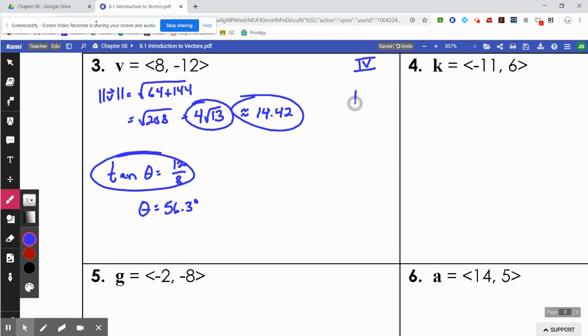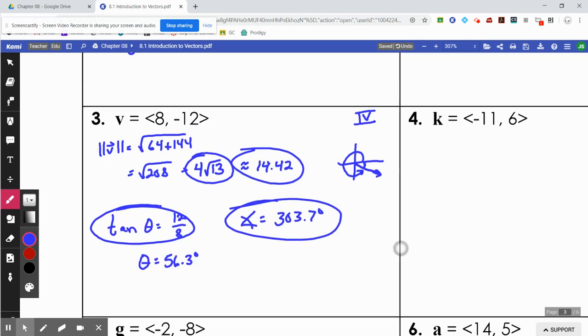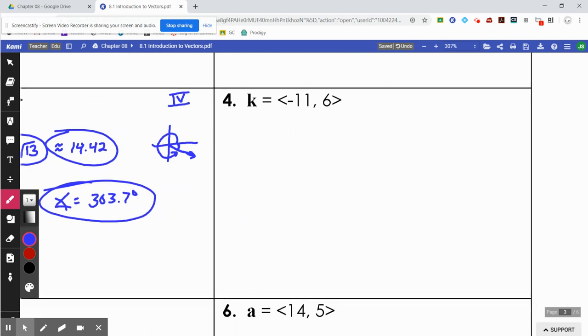And then to me, it's a whole lot easier to figure out, okay, if 56.3 is my reference, that would be this angle. In order to find out what this fourth quadrant angle is, just simply subtract that from 360, and you're going to get that your directional angle is 303.7 degrees. Number 4, -11, 6. That puts you in the second quadrant.